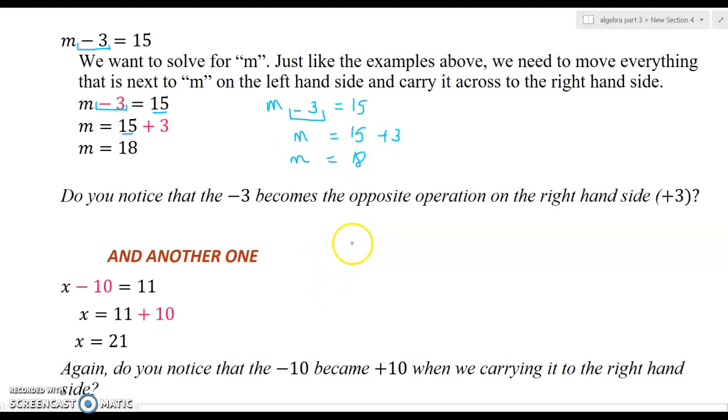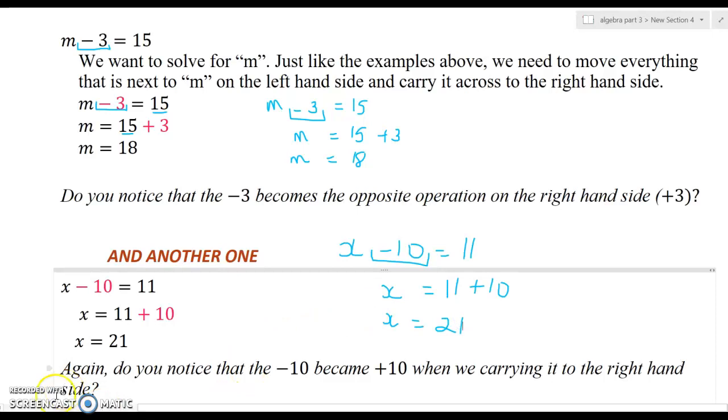Similarly, down here, x minus 10 is equal to 11. I want to find the value of x. That means I want to move across this take away 10. So put back what we had on the right hand side, which was 11. The opposite of take away is add. And that's how we get x is equal to 21.